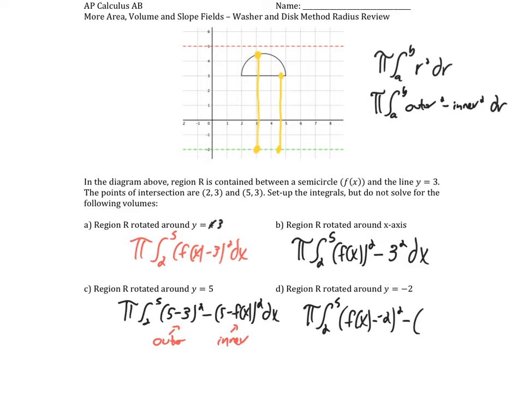Minus my inner radius, which is going to be 3 minus negative 2, which would be 5, but I'm just going to leave it as 3 minus negative 2 squared dx. Okay, so your outer radius squared minus your inner radius squared. Again, the hardest part is determining what the outer and inner radius are, but once you do that, it's much simpler.